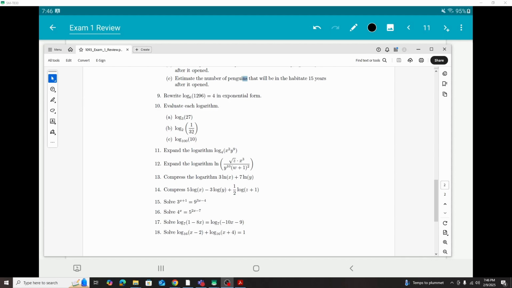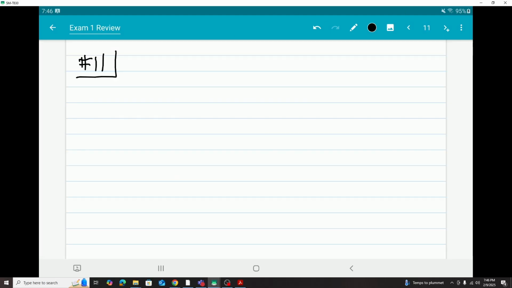Number 11. Expand the logarithm log base 4 of x squared y to the 9th. So what expand the log means is write it in as many pieces as possible where there's no multiplication on the inside, no powers being taken, as long as you can help it.